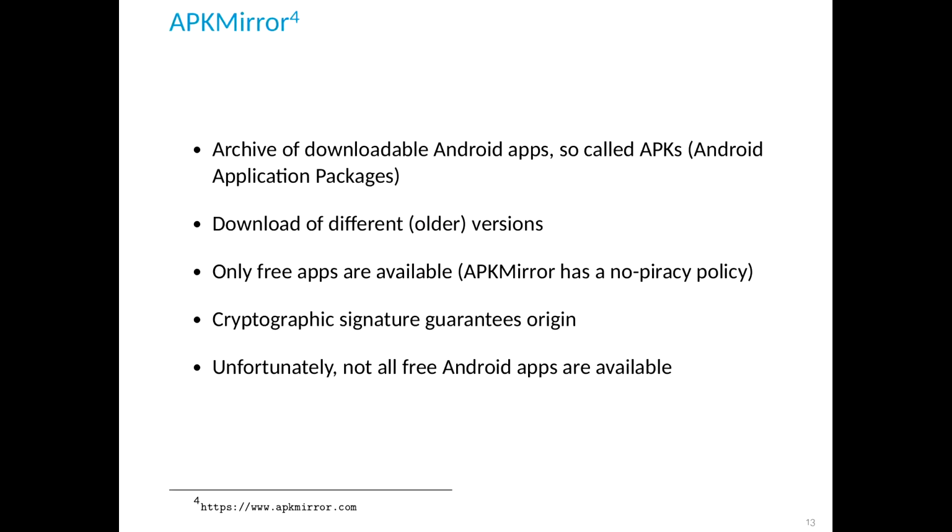There are different methods how you can extract the app out of your smartphone, or how you can receive an Android app. And I think the easiest one is a web page called APK Mirror. It's an archive of downloadable Android apps, and you can download the current versions, but also older versions. That's really nice because this is not possible with Play Store. Of course, only free apps are available since APK Mirror has a no piracy policy. But unfortunately, not all free Android apps are available. So sometimes you need to use some different method.